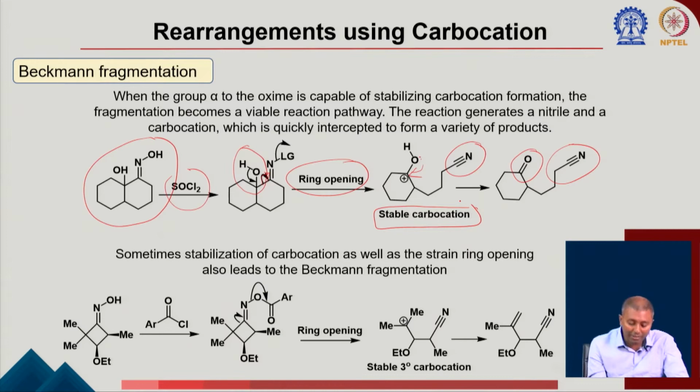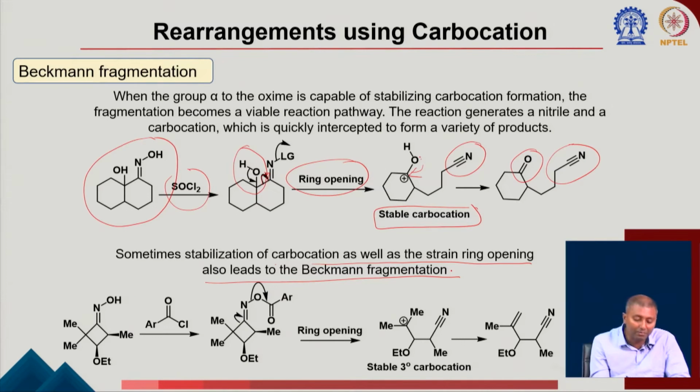There is one more example here. Sometimes the stabilization of the carbocation as well as the strained ring opening also leads to Beckmann fragmentation. As I told you before, when you talk about carbocations, a lot of the time you have seen that the stability of the carbocation is not the only factor. Sometimes the ring strain is also another factor. If you can somehow release the strain, then that type of reaction also becomes favorable.